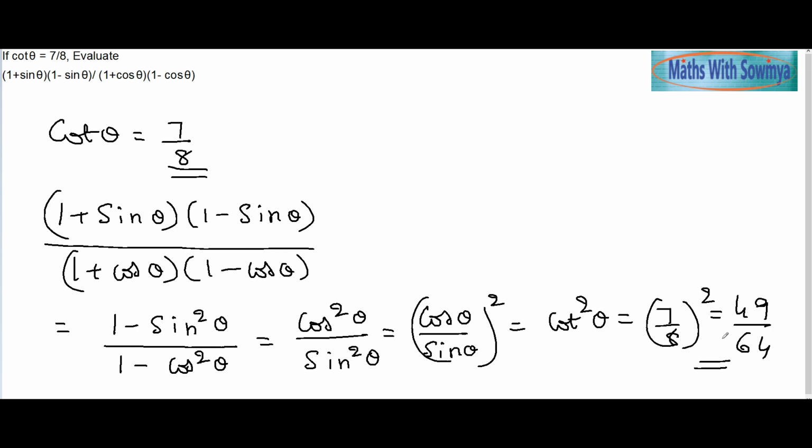Directly you can put it. Suppose you don't know the formula, you can draw the triangle with the angle. Cot is nothing but base by perpendicular. Base is 7, perpendicular is 8. Using Pythagoras, you can find the hypotenuse, and now you can apply sin and cos. Otherwise, this will be the simple way of doing it.